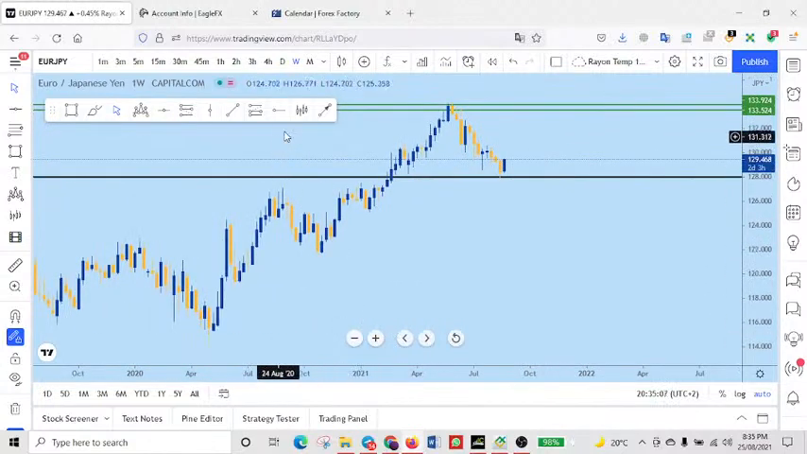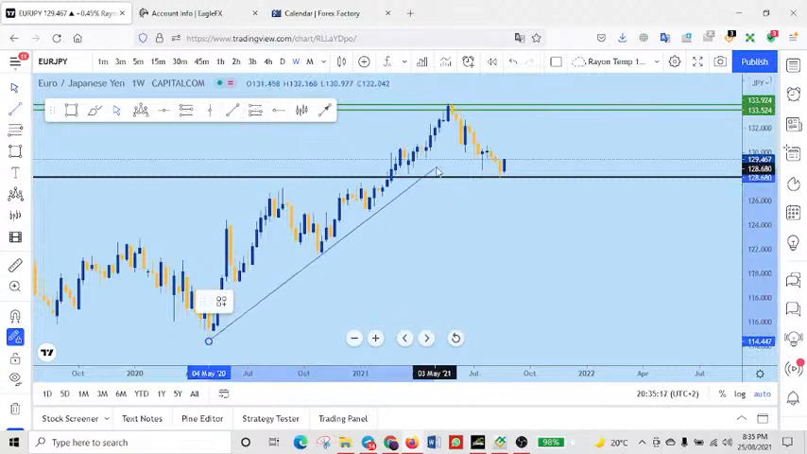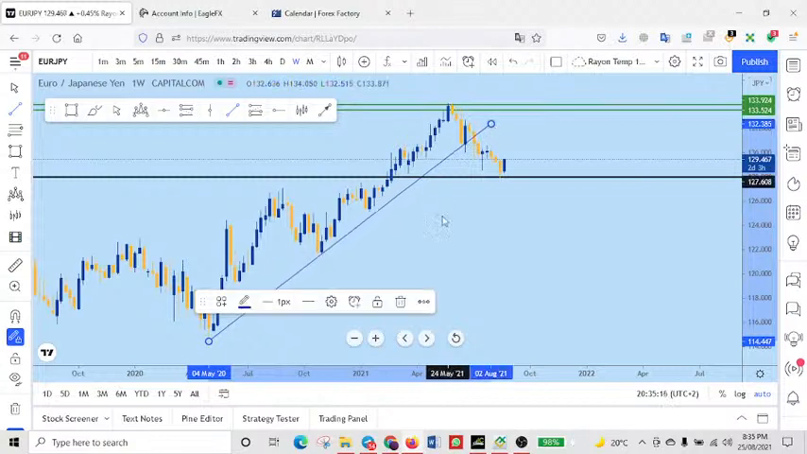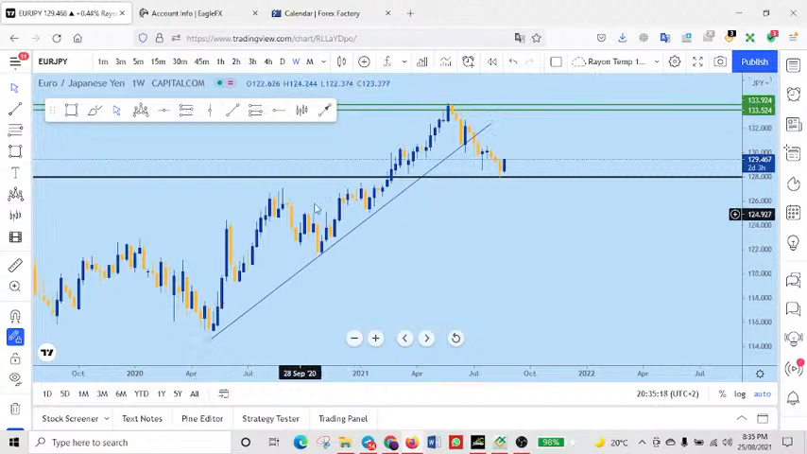Okay, now let's take our trend line. We pull it from here and take it up. This is our trend line. So this was a bullish trend. What happened when price broke it?